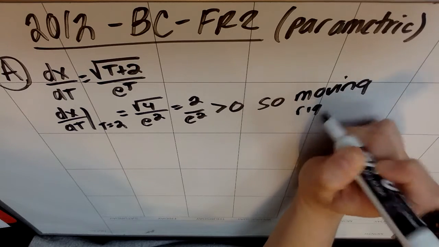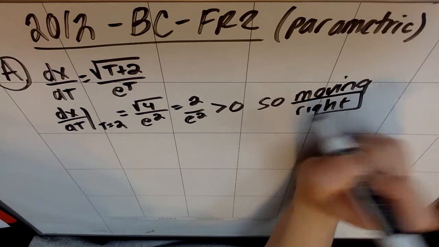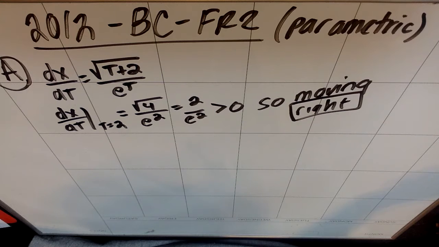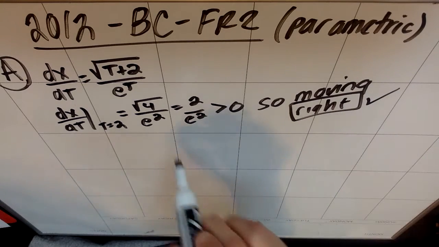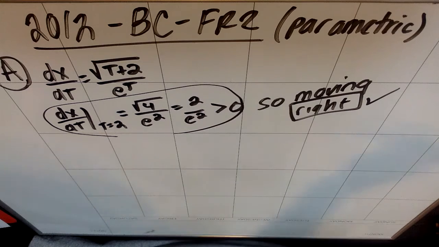When we talk about horizontal motion, a positive velocity means moving right, a negative velocity means moving left. If we talk about vertical motion, a positive velocity means moving up, and a negative velocity means moving down. So we answered the question, we said right, we gave a justification, which is that dx/dt evaluated at 2 is positive. So first two parts of the prompt, done.